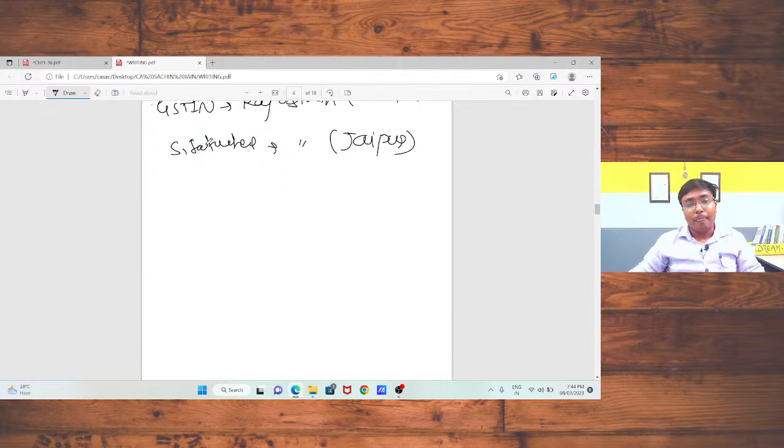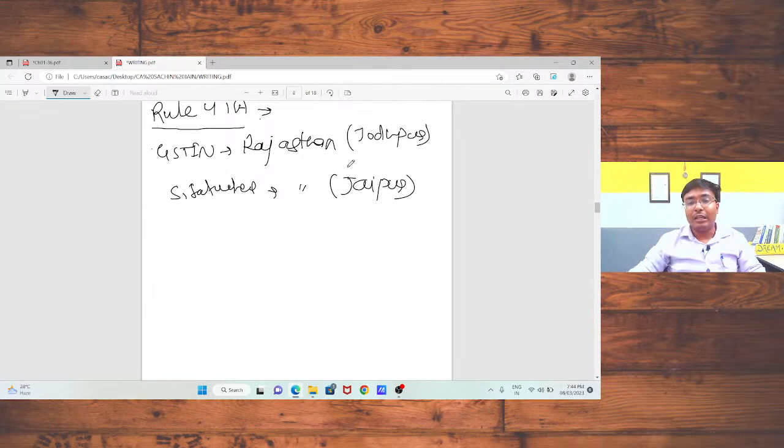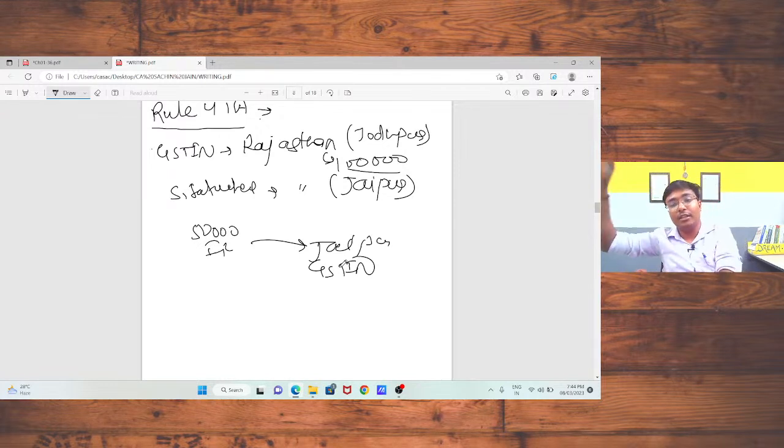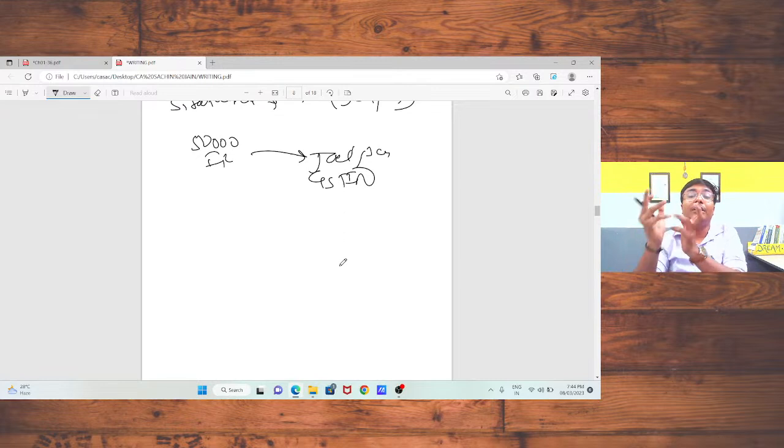And now there is a balance of input tax credit of 1 lakh rupees. And if I want to transfer 50,000 rupees ITC from Jodhpur to Jaipur GSTN, because the Jaipur business is my new business, and there is a requirement of input tax credit. So what is the procedure?